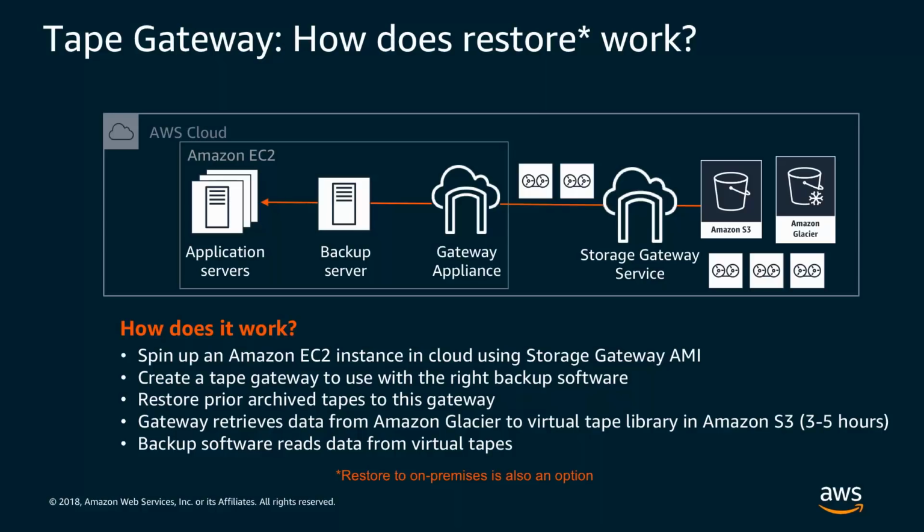So what you will do in this case is you will spin up an Amazon EC2 instance with the Storage Gateway AMI or Amazon Machine Image and create a tape gateway. Now you can restore or recover tapes that were backed up prior to this new gateway. The gateway retrieves the data from Amazon Glacier to virtual tape library on this new gateway, which is expected to take 3 to 5 hours. And once the tape is in virtual tape library, you will be able to see the tape in backup software. And then you can utilize the backup software to read data from the tape and do the restores as necessary for your recovery.